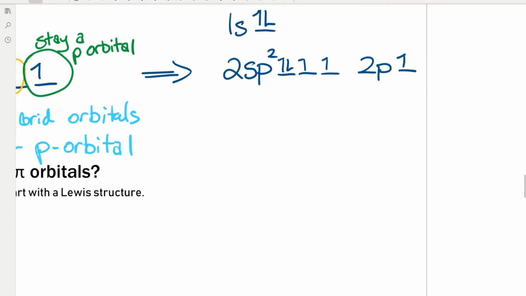I used yellow for unshared pairs. These are the unshared pairs, or the unshared pair, singular, of electrons. And then that's going to make a sigma bond, as is that. But this guy here is ready to make a pi bond.